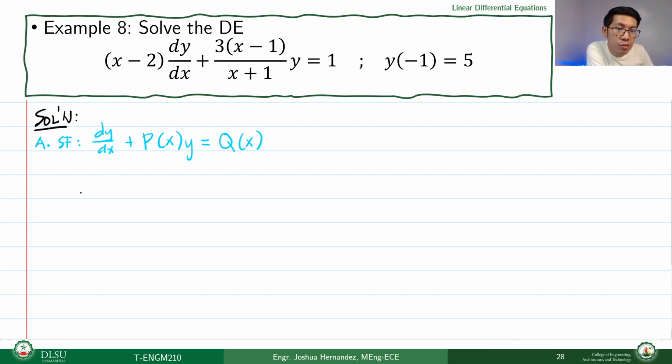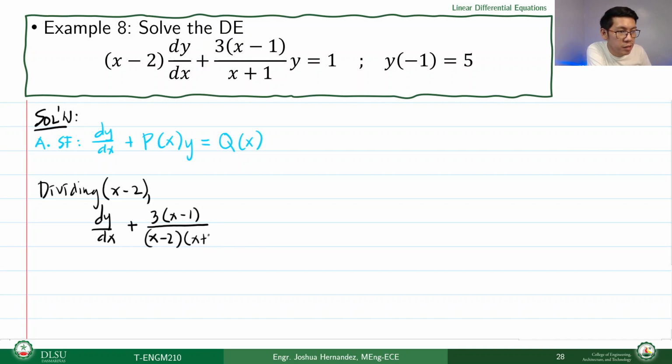So, if we divide x minus 2 to the whole equation, we're going to get dy over dx plus 3x minus 1 all over x minus 2 multiplied by x plus 1, and then y equals 1 over x minus 2.